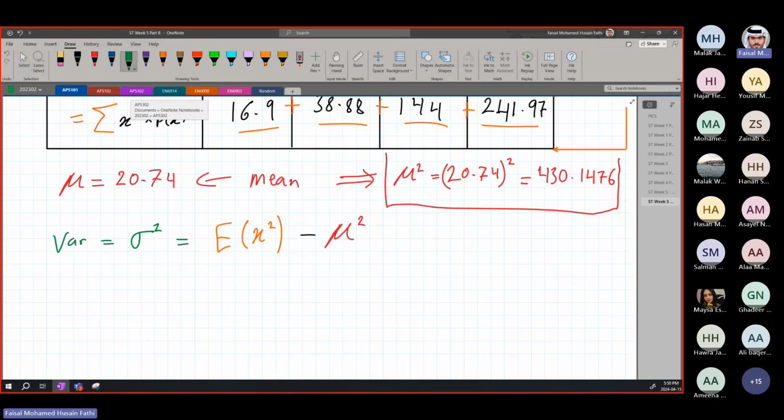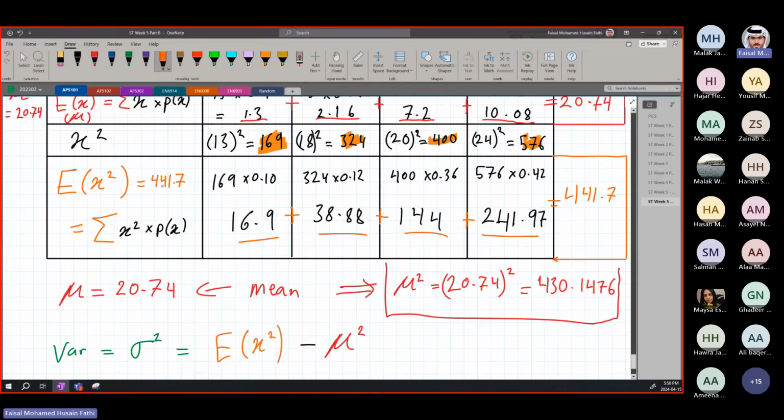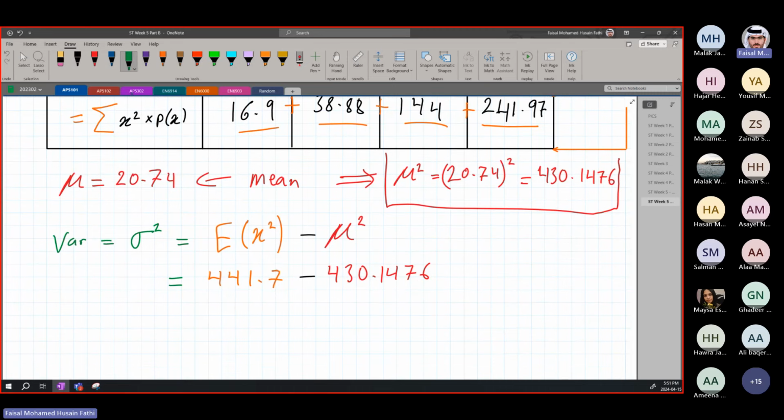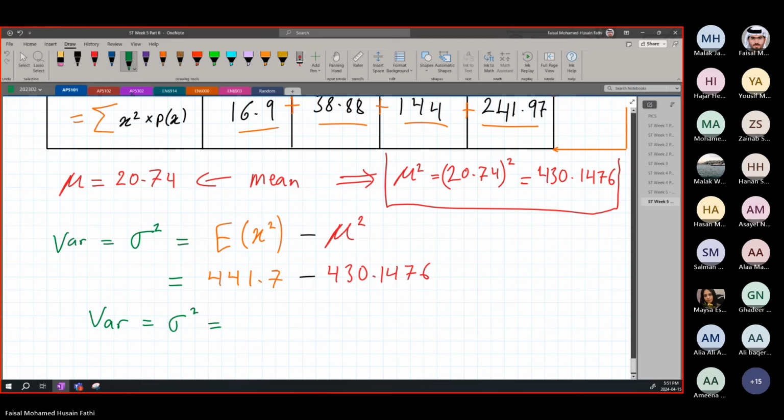So our variance is now going to be equal to E of x squared, we have found it, is 441.7, minus mu squared, which is 430.1476. So our variance, which is sigma squared, is simply equal to 441.7 minus 430.1476. We're going to get 11.5524. All right, this is our variance.